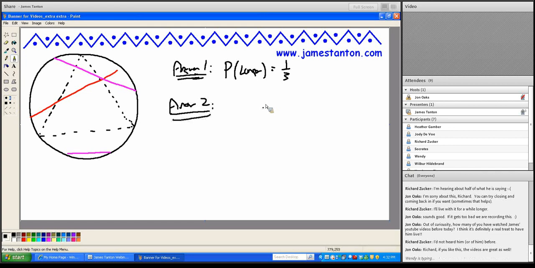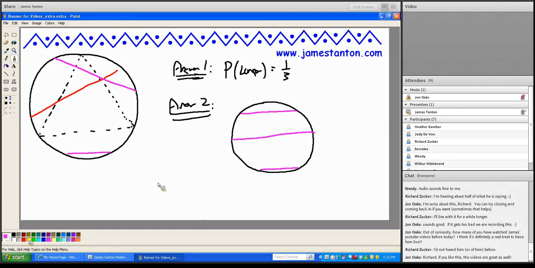Here comes answer number two. If I'm going to play this game, I might as well assume that I've rotated the picture, so whatever chord I've chosen is rotated to be horizontal. You know, maybe it's like this, like this, like this. Once you've got your chord, just flip it around and make it horizontal. And let me just draw my equilateral triangle this way. In fact, I'll even make it a star shape here. Let's draw a second one this way.